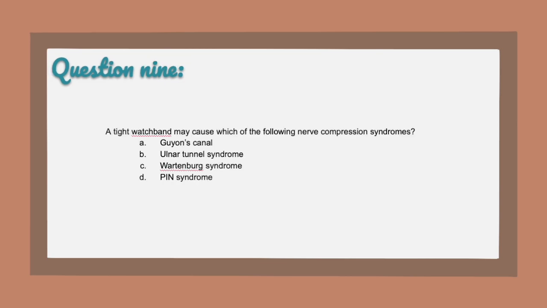Question 9, the correct answer is C, Wartenberg syndrome or wristband syndrome or watchband syndrome. This is all about knowing your anatomy and where those potential compression sites are, and where the watch band would lie is right over that sensory branch of the radial nerve.